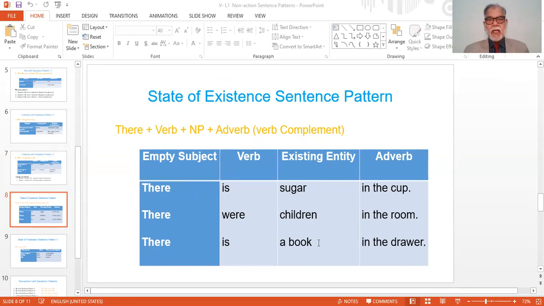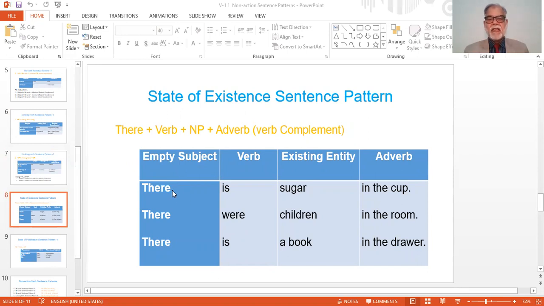Next one, state of existence sentence pattern. This pattern has first the word there, then verb, then noun phrase, and then adverb. This will be verb complement. Some people say that this pattern is not required in writing. They have their opinion that in this way the sentence becomes lengthy and is not that much strong. But sometimes the writers need to give emphasis to some part of their sentence, and then this pattern is important. So in this pattern, there is an empty subject.